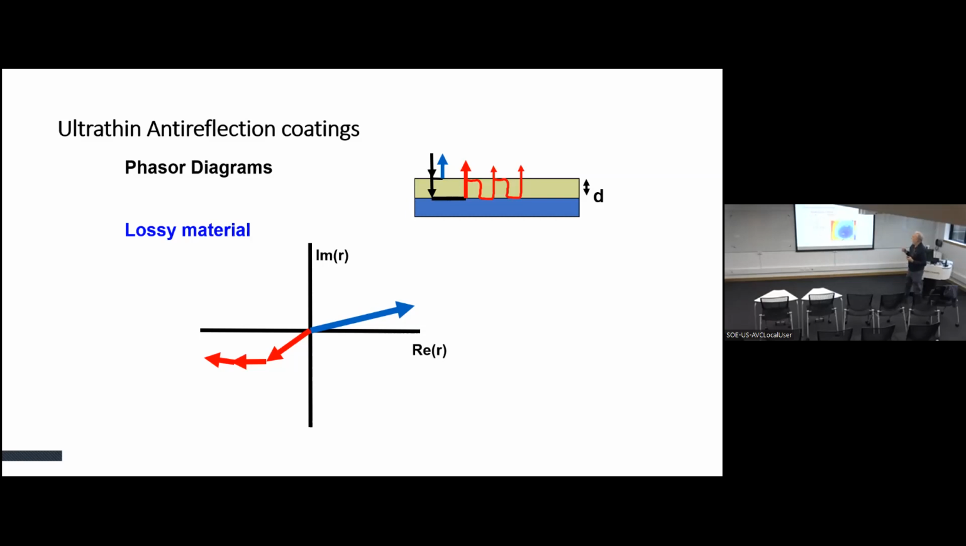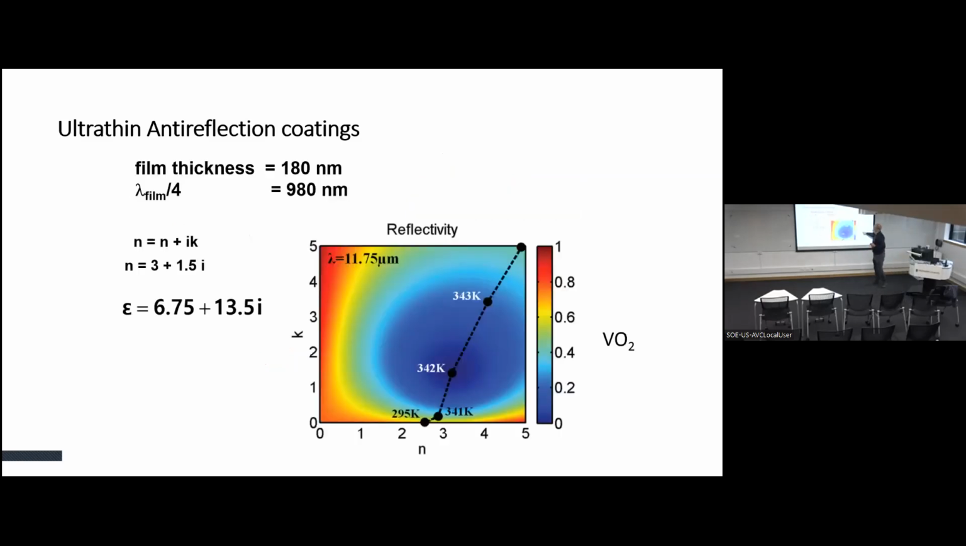And so here's a result, and this is on vanadium dioxide. And what we're doing is plotting, it's a material that changes its dielectric constant with temperature. And so this color map is telling you how much is reflected. And you can see here at 342, you're at the bottom. And at 342, you have an epsilon of 6.75 plus 13.5 i.